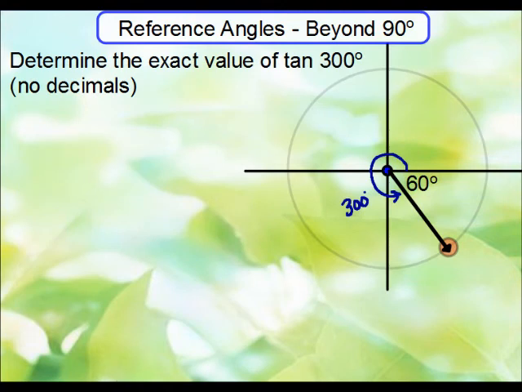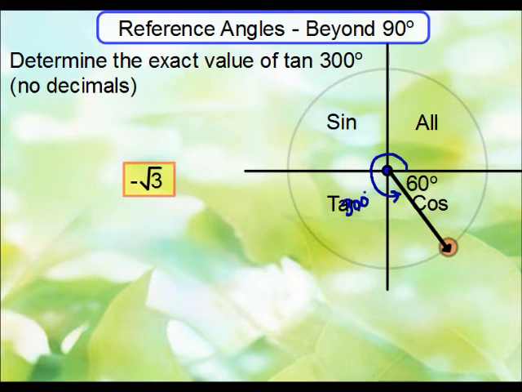So now you're only left with just one thing. Is it positive or negative root 3? Recall that just the cosine is positive in this quadrant, and we're not looking for cosine, we're looking for tangent. So therefore it's negative root 3. So that is our solution.